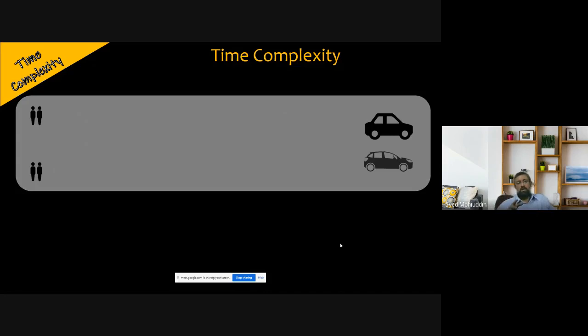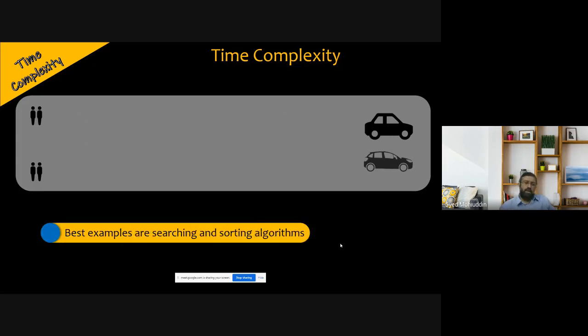Now remember that here the problem was the same. To go from source to destination, the problem is not different for both the cars. The problem is the same for both the cars, to move from source to destination. The best example of these two things is the searching and sorting algorithms.